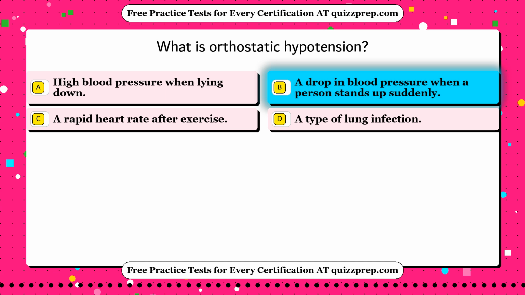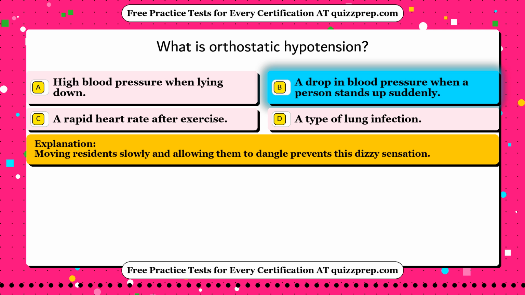The correct answer is option B, a drop in blood pressure when a person stands up suddenly. Moving residents slowly and allowing them to dangle prevents this dizzy sensation.